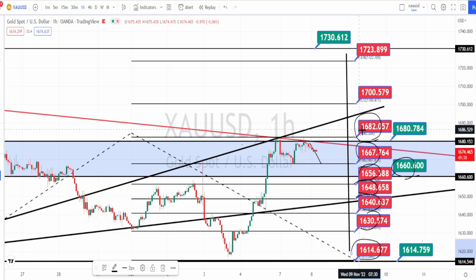And on the bullish side, if the price action breaks the resistance level of 1682, next level of resistance is going to be around 1700. And also it will be breaking the resistance line from the 4 hours time frame and also the daily time frame resistance line, which means bullish side retracement will start in hourly time frame also. And next level of resistance is going to be around 1723 and 1730.